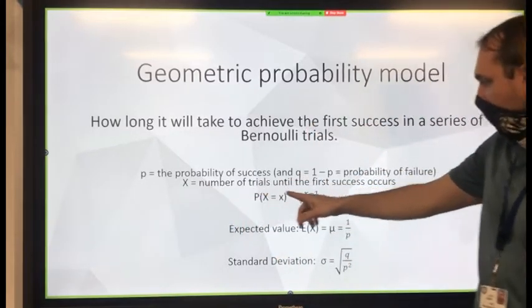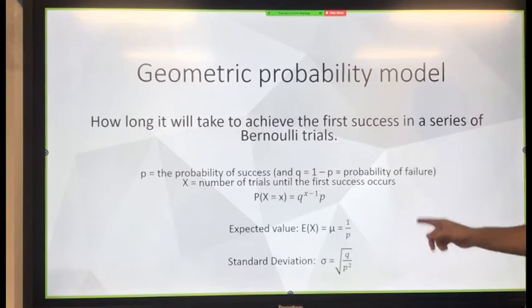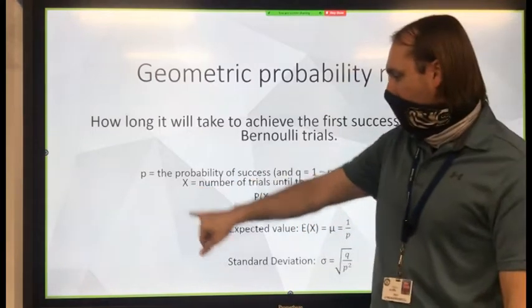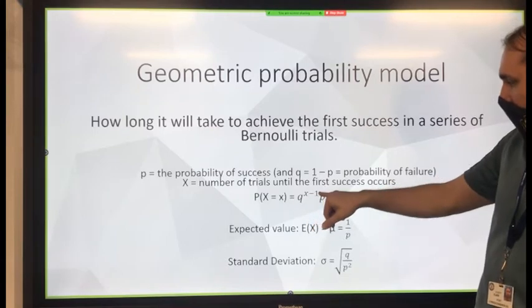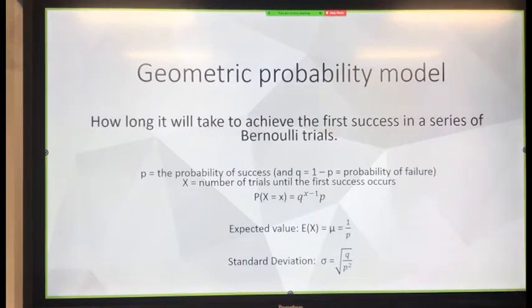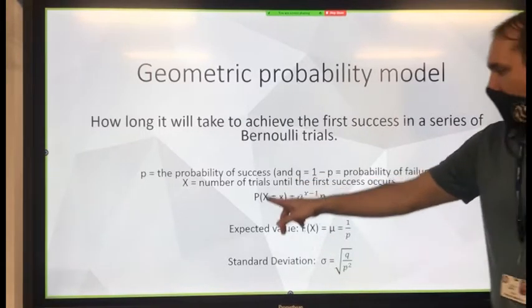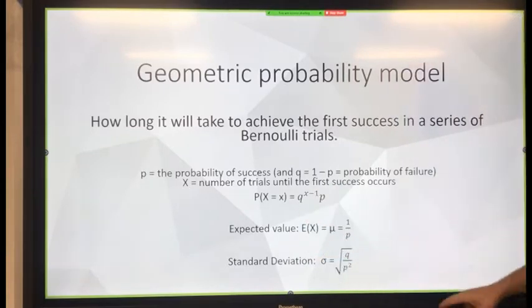Capital X is the number of trials until the first success occurs. The probability looks like this: Q to the X minus 1 power times P, where the expected value is 1 over P. And here's how you find your standard deviation with geometric probability. Now note, you're not expected to memorize this. There is a calculator trick to help you calculate this right here.